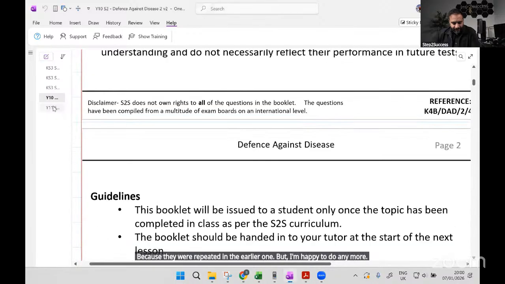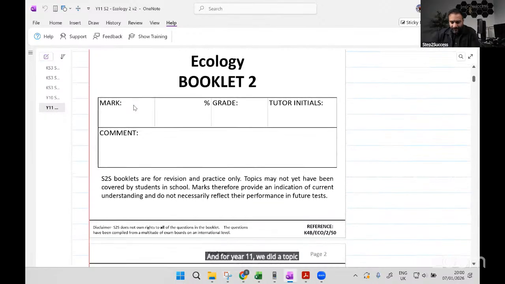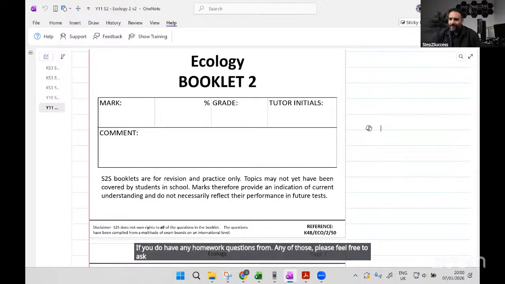And for year 11, we did a topic called ecology, which has quite a variety of different things actually in ecology. If you do have any homework questions from any of those, please feel free to ask them.